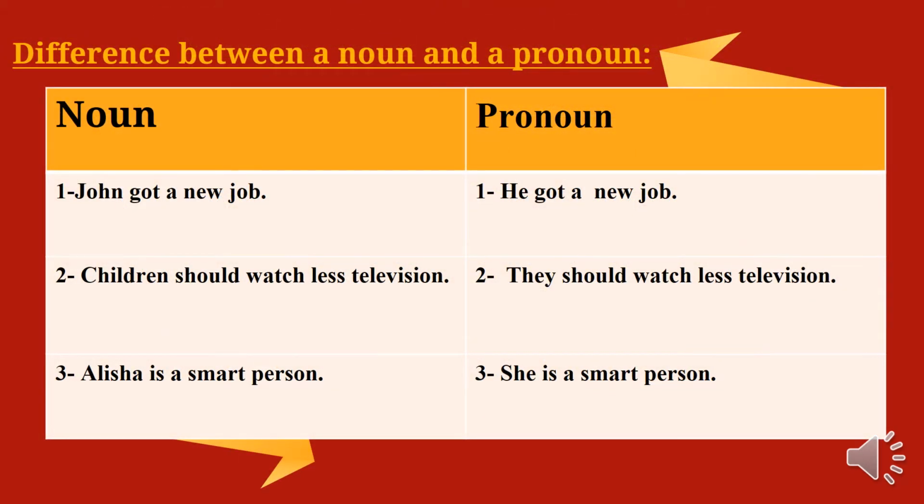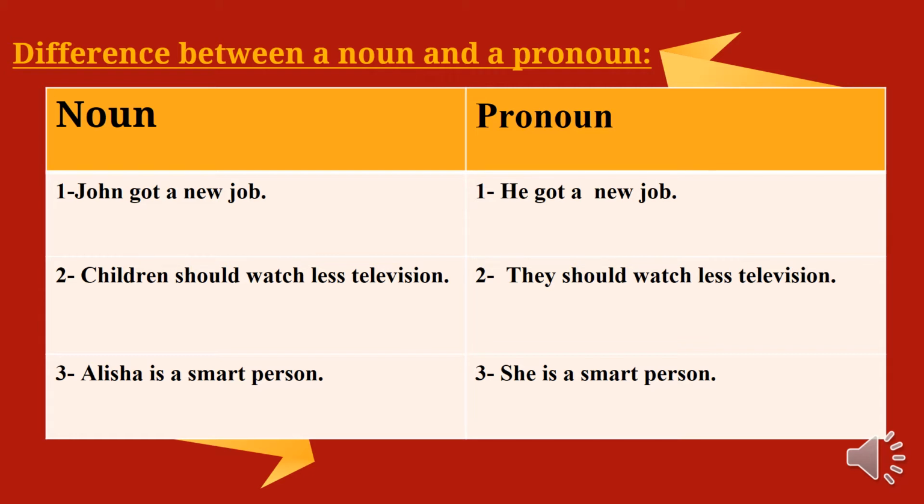Now let's discuss the difference between a noun and a pronoun. We usually use pronoun in place of a noun. As you know, a noun is the name of a person, place or thing. So observe the following examples. First one is John got a new job. Here John is a noun. See the other one, he got a new job. As you know, we use pronouns to avoid repetitions of noun. So here he is a pronoun as it is used in place of a noun.